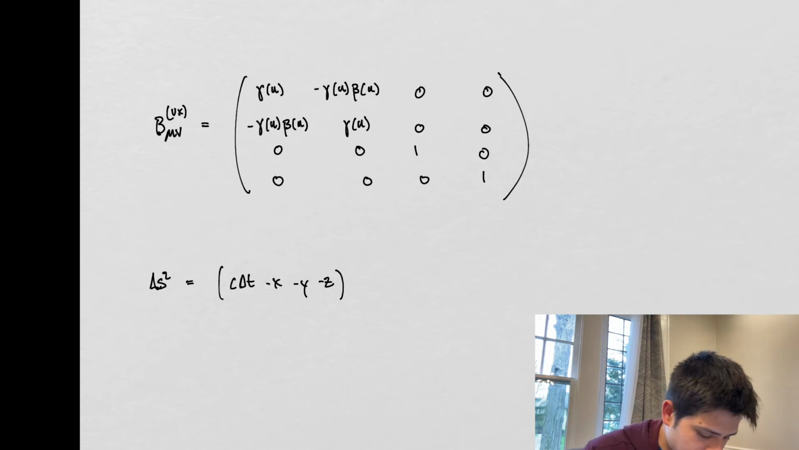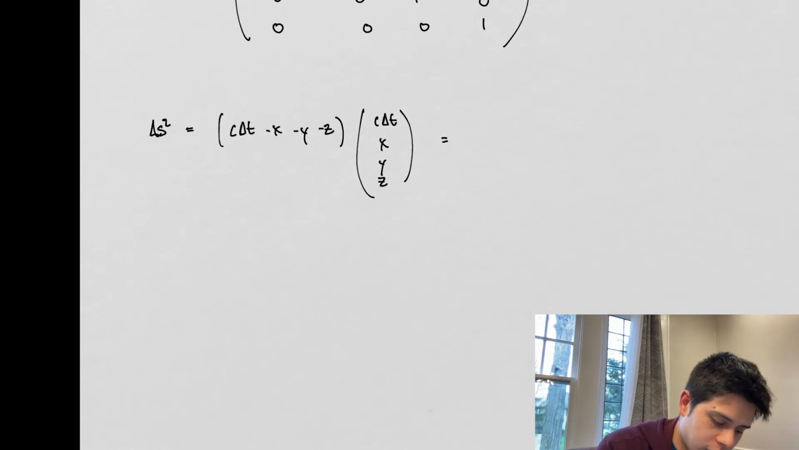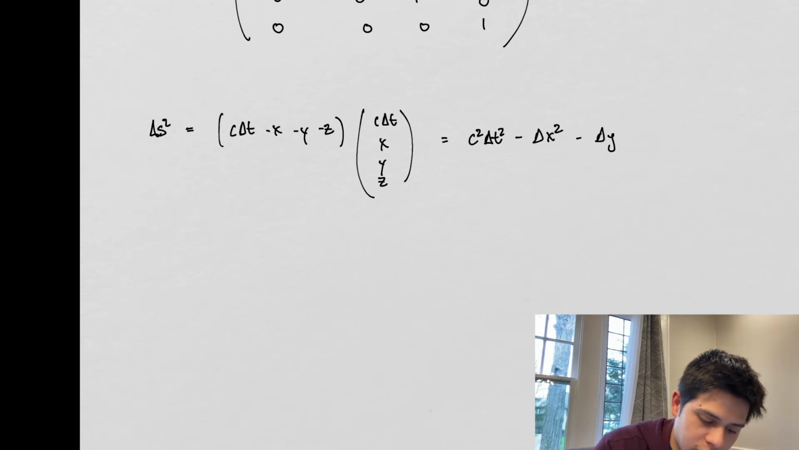Times c delta t, x, y, and z. When we multiply those out, we're going to get c squared delta t squared minus, we should put deltas in front of those. Right? So I'm just going to put the deltas in front of the spatial components right here: delta x squared minus delta y squared minus delta z squared.